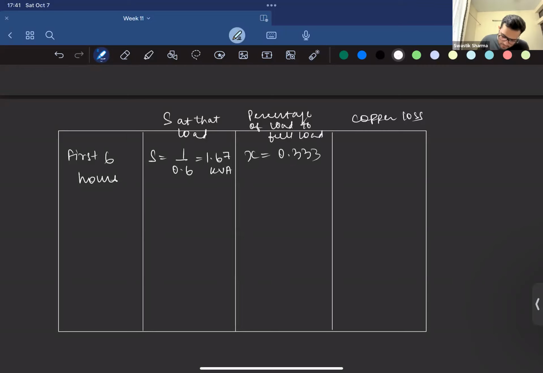Right. So copper loss is what? It's 0.33 squared times 14.07 watt, right? So if we multiply by 6 because it's for 6 hours, this comes out to be 28.14 watt hour. Next 4 hours.